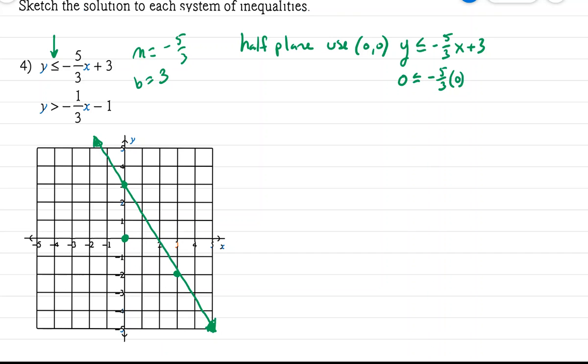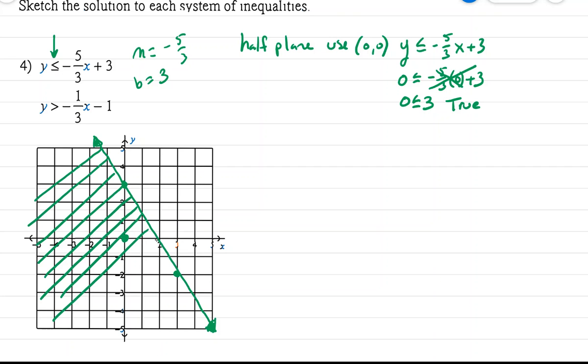The x goes to 0. And the positive 3 stays the same. This is going to cancel out to give us 0. And 0 plus 3 is 3. So we are reduced to 0 is smaller than or equal to 3. Well, that is a true statement. Since it's true, that means we are going to shade everything on this side of the line which heads toward that 0, 0.